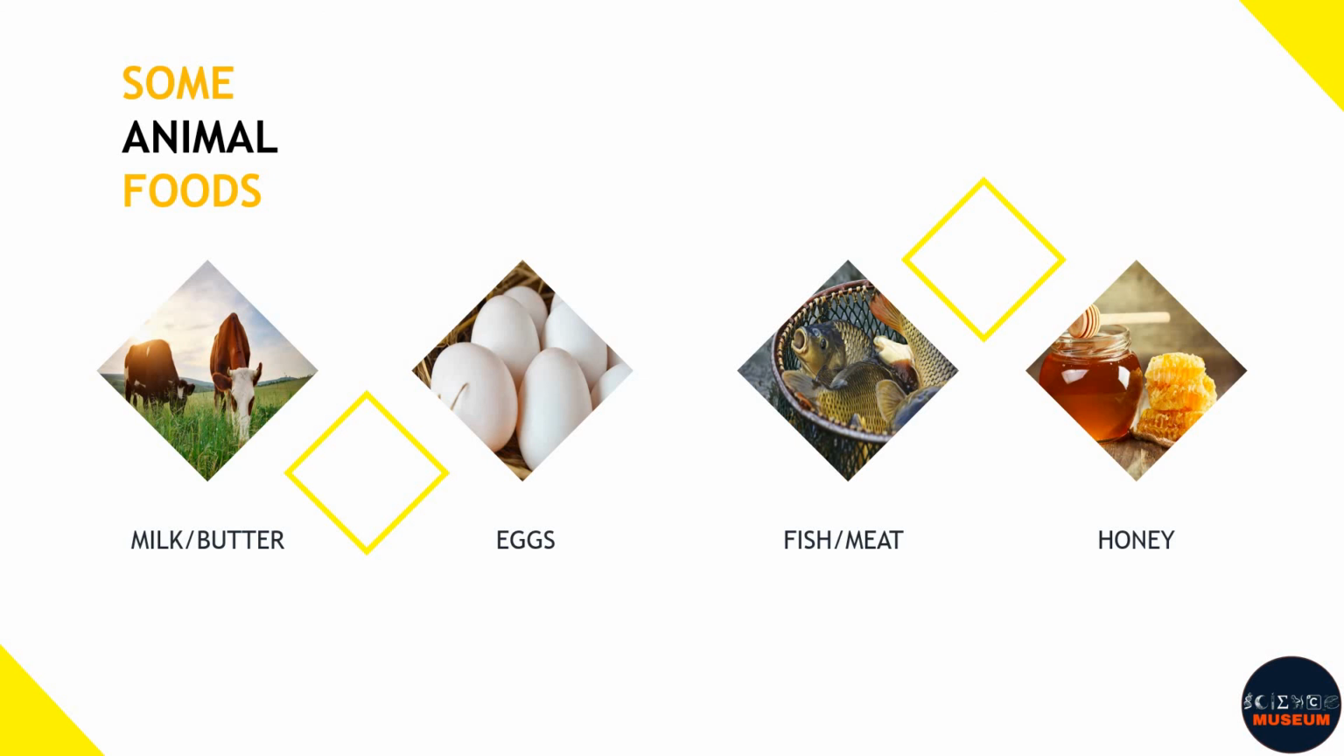And egg. Egg is also an animal food item. We get eggs from birds such as hen, ducks, geese and turkey. Eggs are a rich source of protein. And next is fish and meat. Fish is a major part of food for people who live in coastal regions. We also eat the meat of some animals like hen, duck, sheep, goat, etc. And another food item is honey. Honey is produced by honeybees from the nectar of flowers. They store this in beehives. Honey is the only food that does not rot.